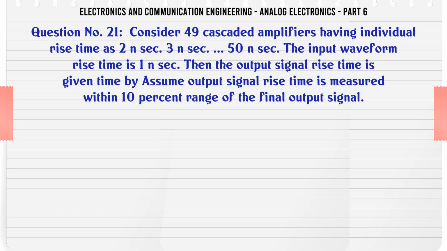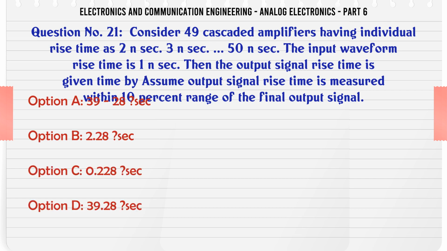Consider 49 cascaded amplifiers having individual rise times as 2 ns, 3 ns, 50 ns. The input waveform rise time is 1 ns, then the output signal rise time is given by, assume output signal rise time is measured within 10% range of the final output signal. A. 39.28 ns, B. 2.28 ns, C. 0.228 ns, D. 39.28 ns.